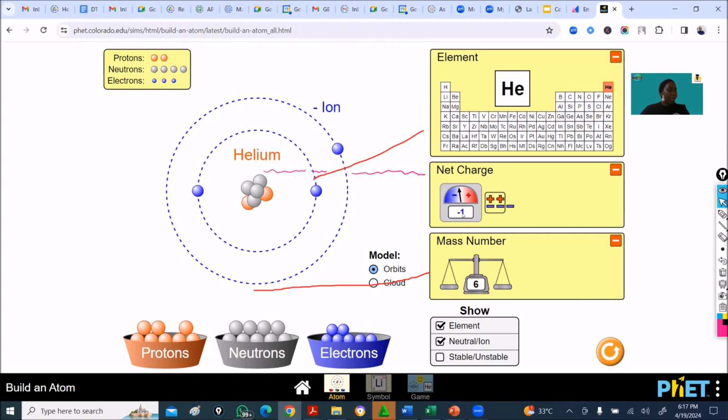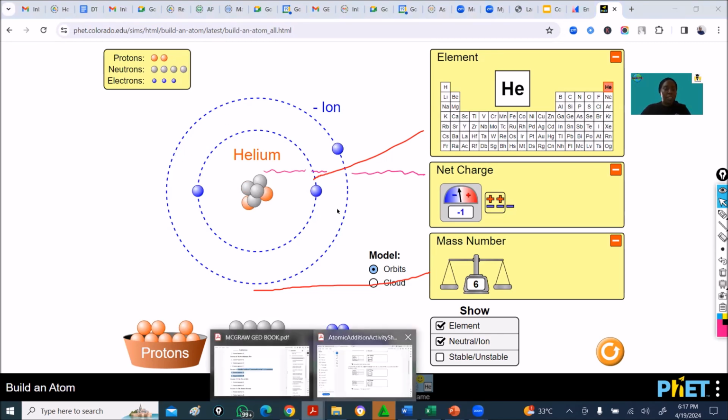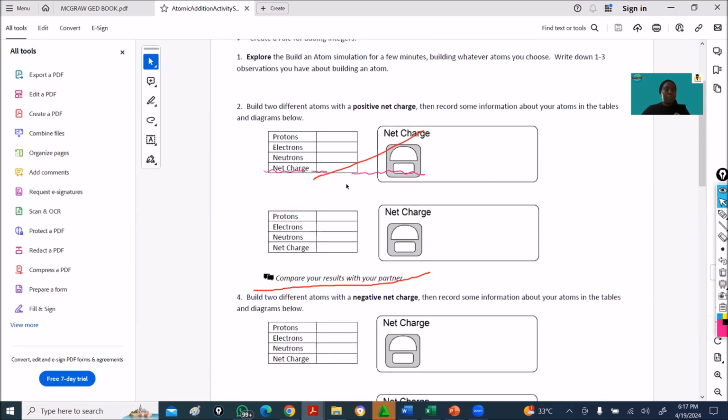Are you seeing me? I'm giving you people expo. I'm not supposed to do this. I've built a negative net charge of 1. And how many neutrons do I have? How many protons do I have? How many electrons do I have? That is what I am going to record on my sheet, on the question that the teacher gave to me.